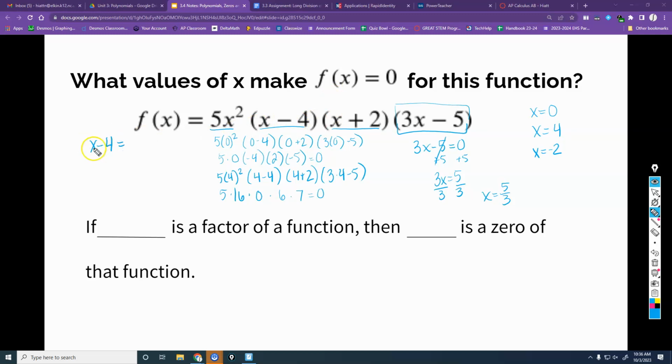You were saying what would make x minus 4 equal 0. Well, that was easy to think about. It was positive 4, right? But you could do the same thing. You were adding 4 to both sides, so x equals positive 4. Okay? So, what we should be seeing here is that if one piece of this equals 0, the whole function equals 0, right? So, in the blanks down here, we're going to say if x minus c is a factor of a function, then c is a 0 of that function.